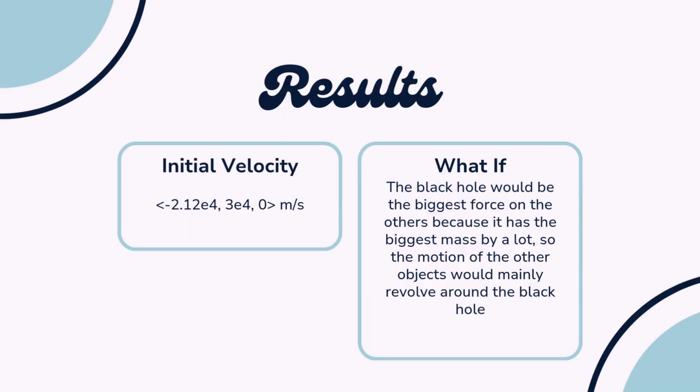Okay, so our results are that velocity that I mentioned earlier. And to answer the what-if question, the black hole would be the biggest force on the others because it has the biggest mass. And from the force of gravity equation, we can determine that if it has the biggest mass, then it'll have the biggest force.